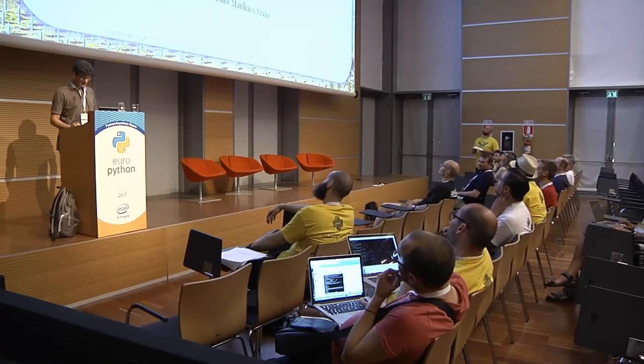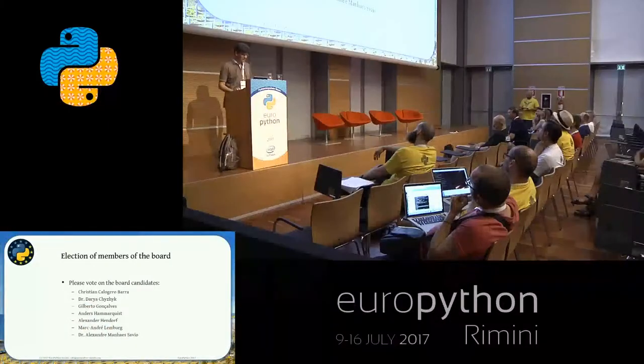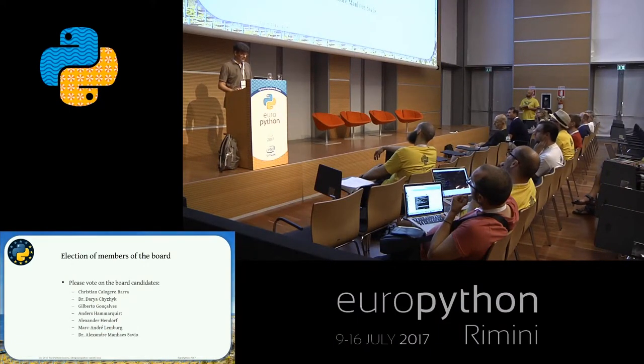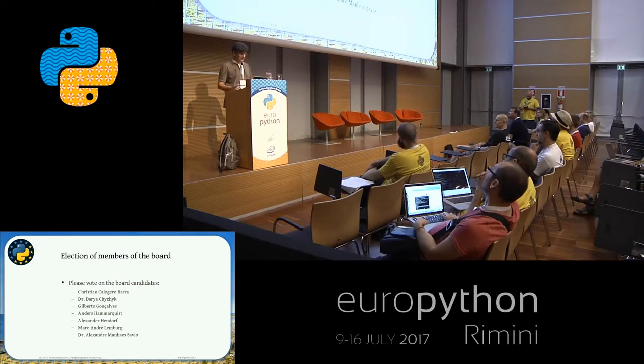Now let's vote for the individual members. We're going to do individual votes. We're going to vote for each one: the positive votes, abstains, and the no votes, and then someone gets on the board if they have more yes votes than no votes. That's how it works.